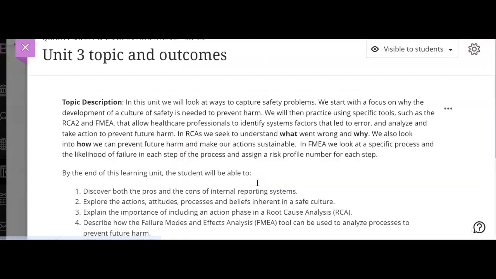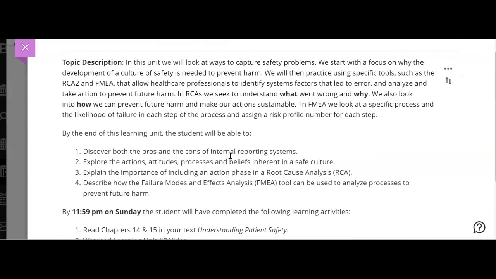So for learning unit number 3, our topic and outcomes is we're looking at ways to capture safety problems. We focus on the development first of why we need to develop a culture of safety, why that's needed to prevent harm. Then we're going to practice using certain tools such as the root cause analysis squared and FMEA. These allow us to identify system failures, system factors that lead to error, and to do two things.